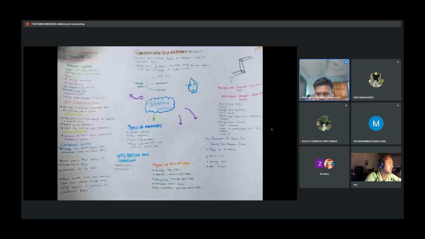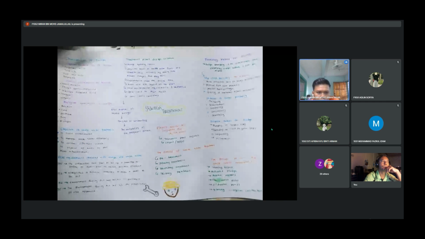Dan itu dia ada the parameter of sewer pipe, gravity flow, round shape. Itu adalah type of material. Lastly adalah design the sewer system of round shape gravity flow. And next adalah sewage treatment.